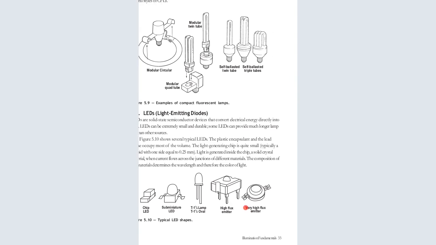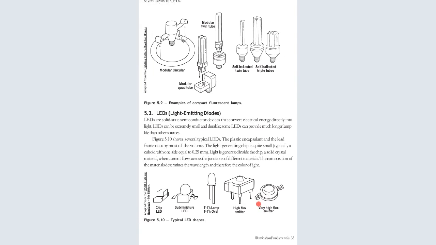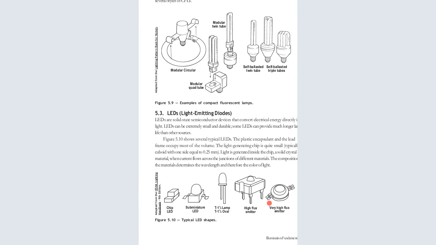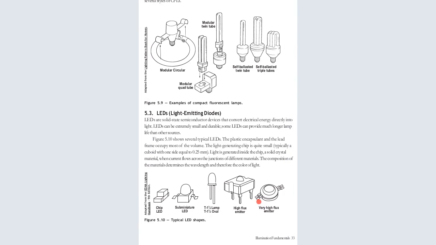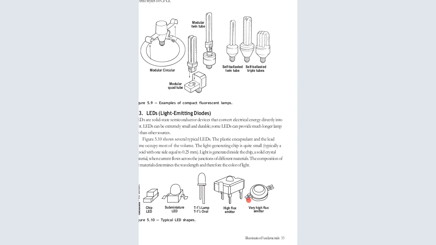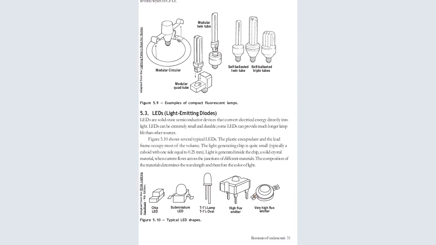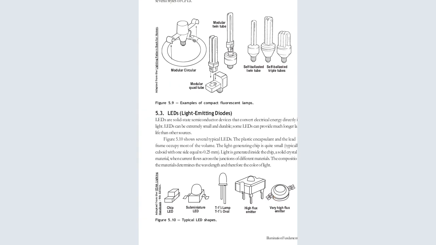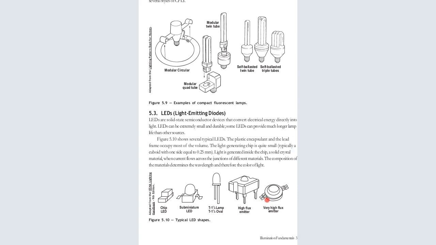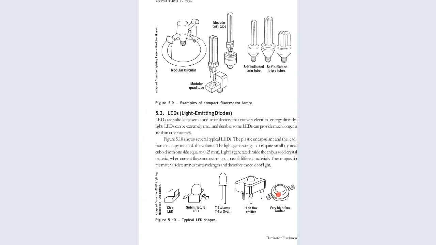The plastic encapsulation and the lead frame occupy most of the volume. So the light generating chip is quite small, typically a cuboid with one side equal to 0.25 millimetres, a solid crystal material. When current flows across the junctions of different materials, the composition of the materials determines the wavelength of their color or light.